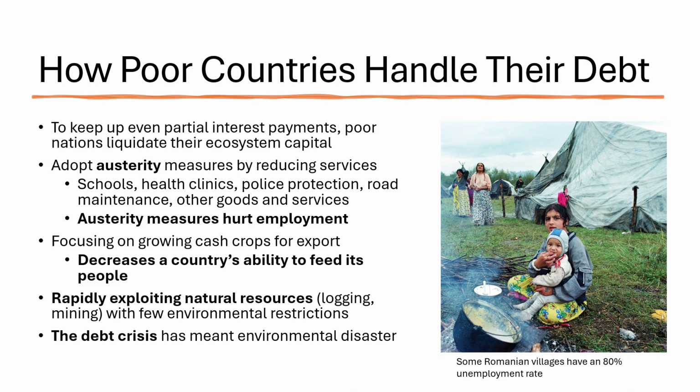Those countries can also choose to sell their crops, so that limits their ability to feed their own people. Or they can sell their natural resources like gas, wood, logging, or mining, whatever they produce that is coming straight from their ecosystems. That degrades their ecosystem, and it's a process that goes pretty fast. So over time, the debt crisis basically means environmental disaster for those countries.